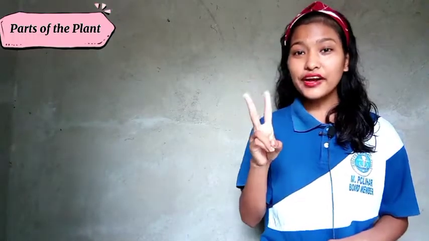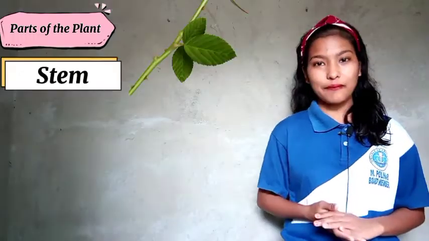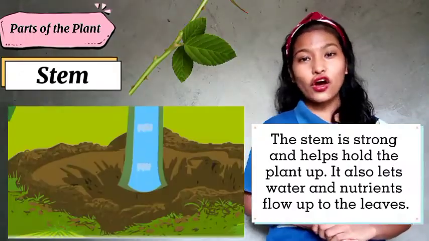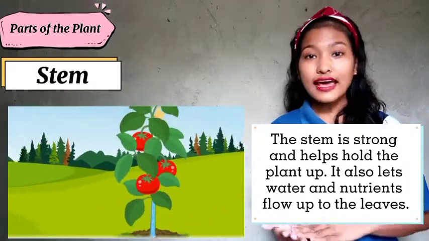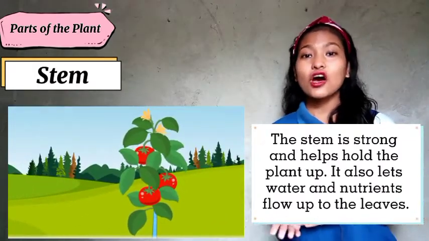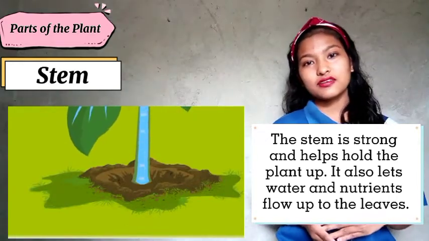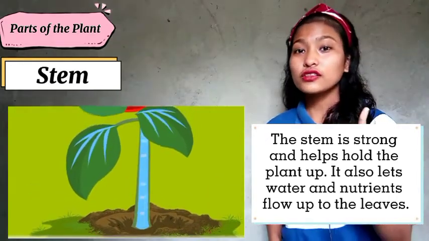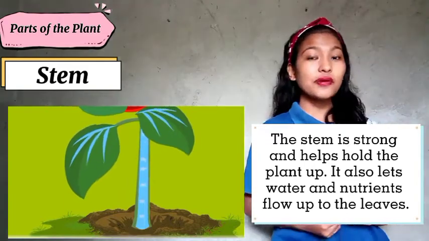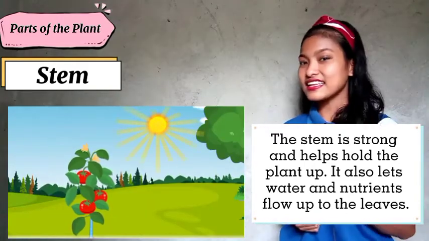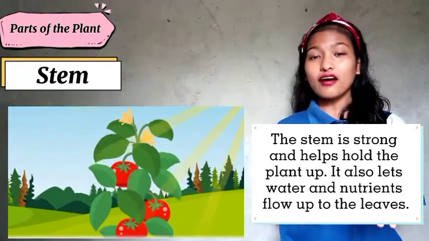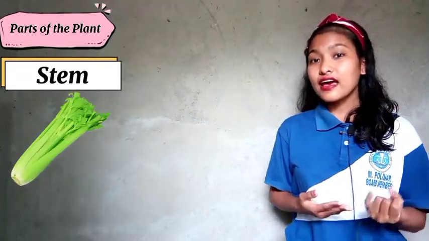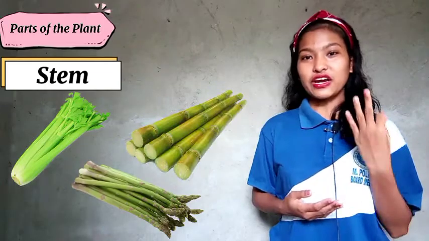The second part of the plant is the stem. The stem is strong and helps hold the plant up. It also lets the water and nutrients flow up to the leaves. Do you also know that stems can be eaten by people? Yes, they can. Some examples of stems that we usually eat are celery, asparagus, and sugarcane.